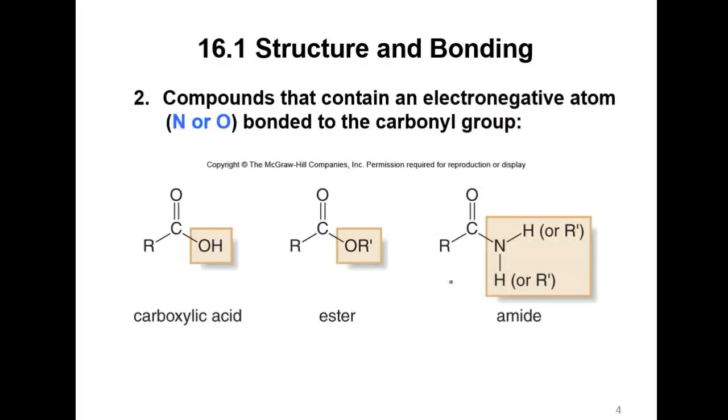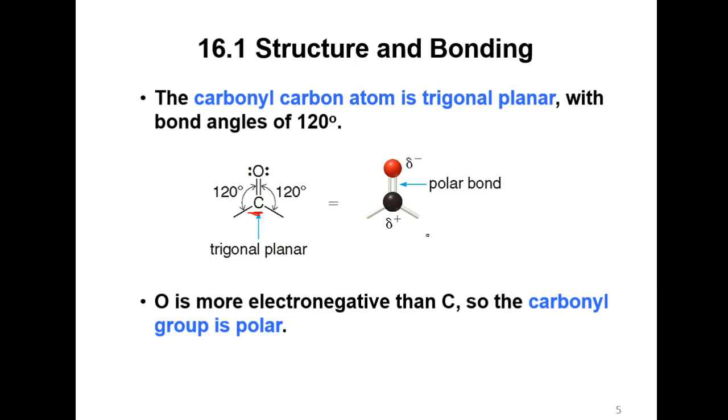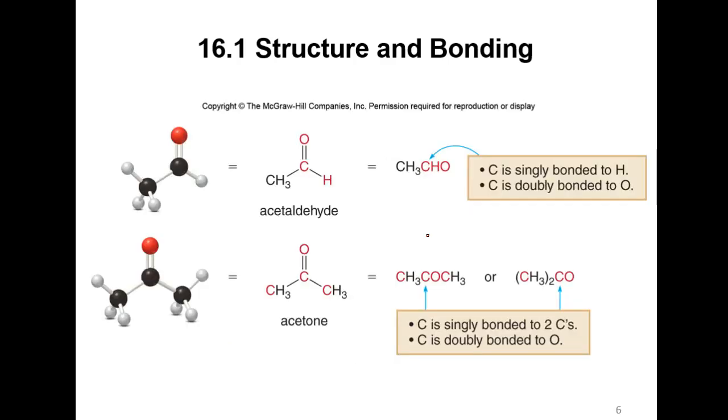Other compounds that have carbonyls are carboxylic acids that have an OH next to the carbonyl, an ester has an OR group next to the carbonyl, and amides, various types of amides. We'll talk much more about these when we get to the biochem chapters. Carbonyl compounds are trigonal planar around the central carbon, so all the bond angles are 120 degrees, and like we said, it is definitely a polar bond. Oxygen is more electronegative than carbon, so the carbonyl is polarized with the partial negative on the oxygen and the partial positive on the carbon. We just talked about that.